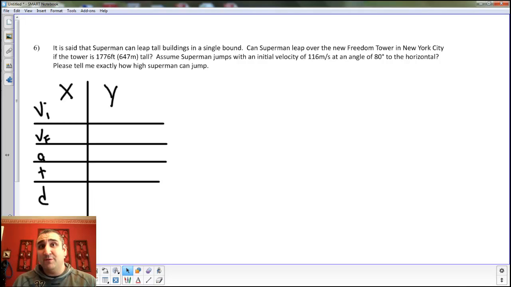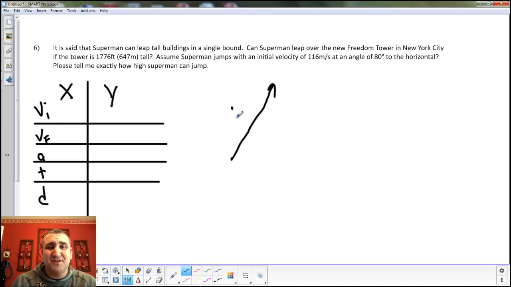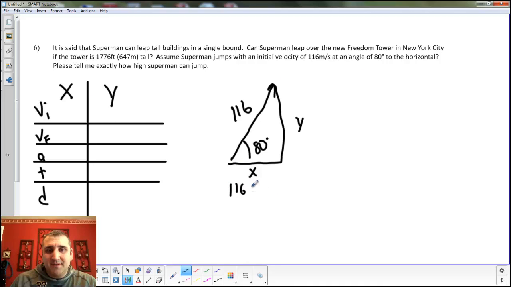Assume Superman can jump with an initial velocity of 116 meters per second. That's really important, that we have that initial velocity, 116 at an angle of 80 degrees to the horizontal. So now we have to make our triangle, and we're going to somehow get the x and the y, which again are going to go over here. To get the x, it's going to be 116 cosine 80. So this should actually be very, very small. And 116 sine 80. This should be very, very big.